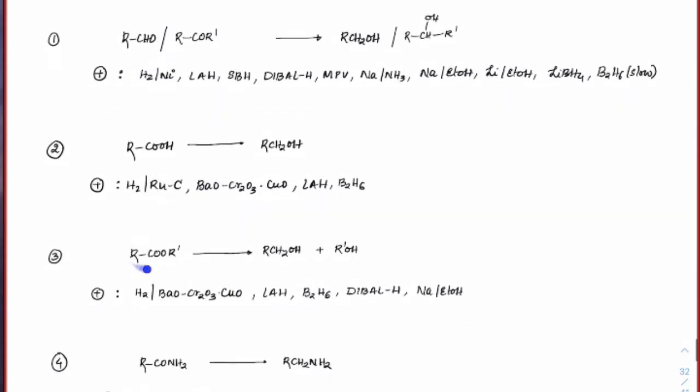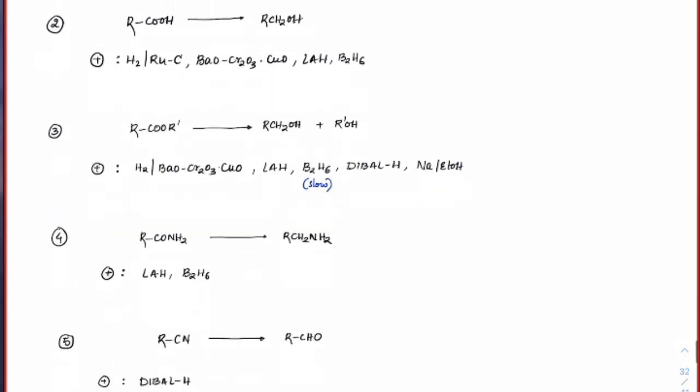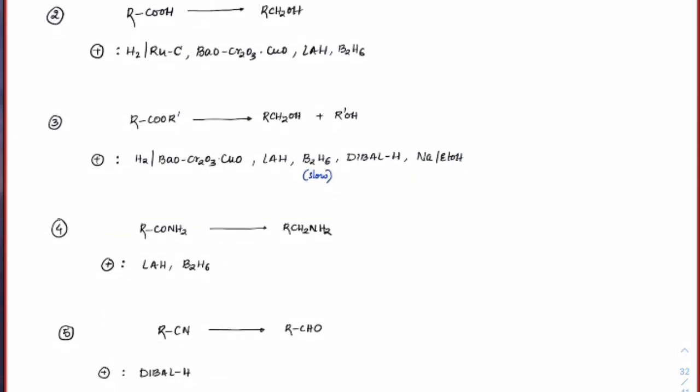Next, esters converting into alcohols. Esters can be converted to alcohols by using this same reagent, or lithium aluminum hydride, B2H6, but B2H6 is relatively very slow. Again I'll write this as slow reaction. DIBAL-H will also work, but if you maintain DIBAL-H at low temperature it will end up at aldehydes. Sodium in ethanol will make this reaction happen.